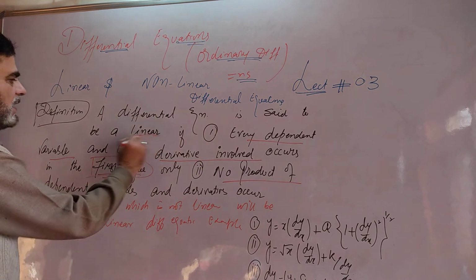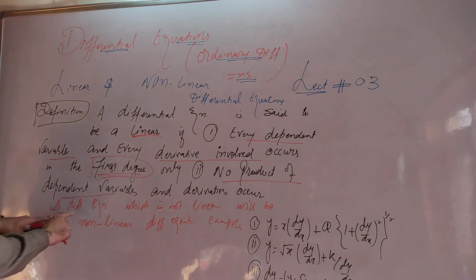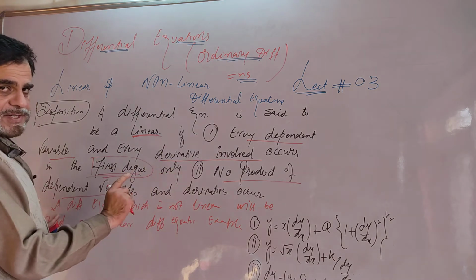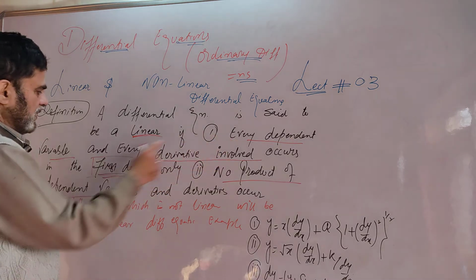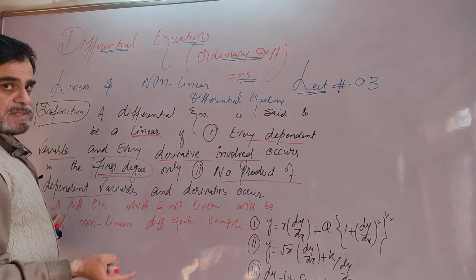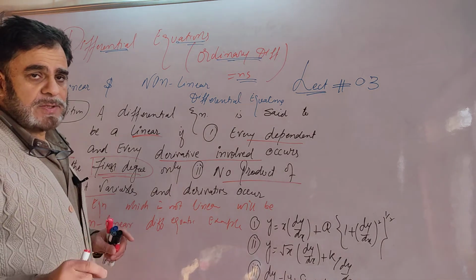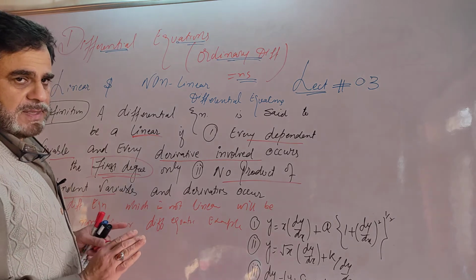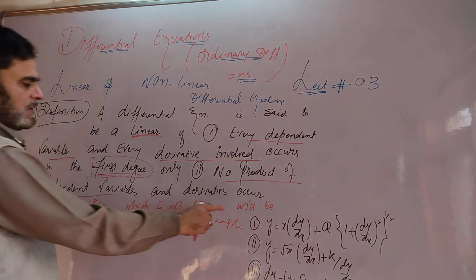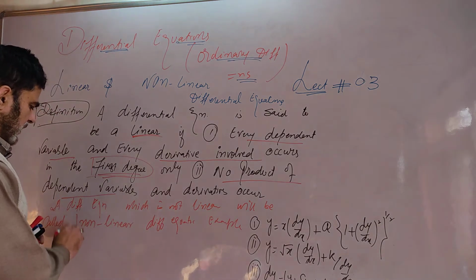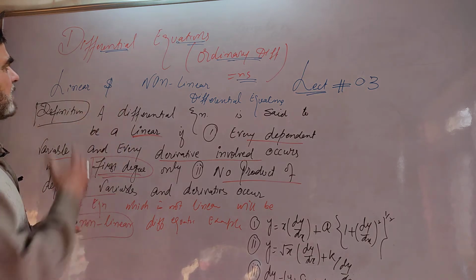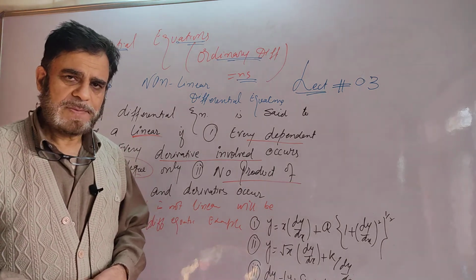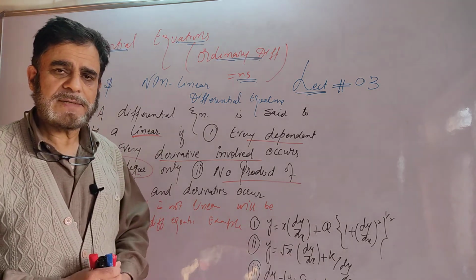Now, a differential equation which is not linear, that is, which does not satisfy the above two conditions, that is, every dependent variable and every derivative involved is not in the first degree, or if there exists a product of the dependent variable with its derivative, in that case also it is not linear. So a differential equation which is not linear will be called a non-linear differential equation. This is the definition of linear and non-linear, because in the first phase of ordinary differential equations, we will be dealing with linear and non-linear differential equations.